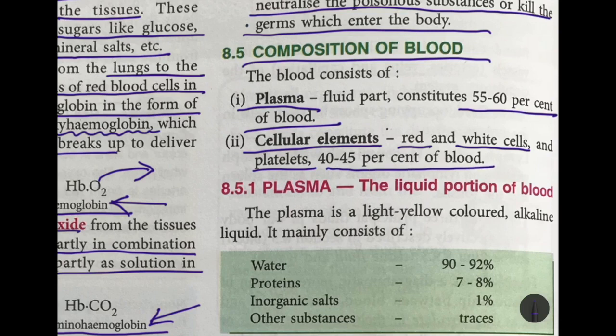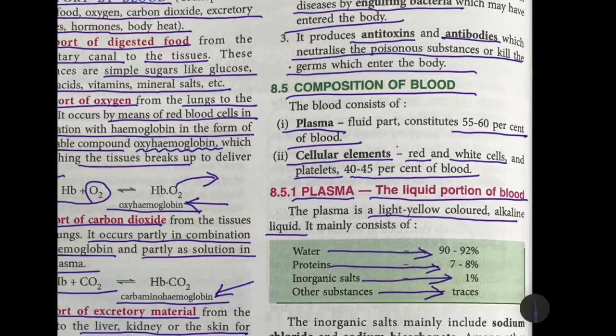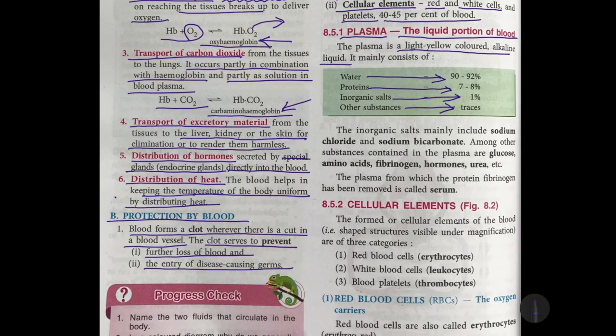Now, plasma is also known as the liquid part of the blood or liquid portion of the blood. The plasma is light yellow color and it is alkaline. What do you find in plasma? You find water 90 to 92%, proteins 7 to 8%, inorganic salts 1%, and there are certain other substances in traces, means very, very little quantity.